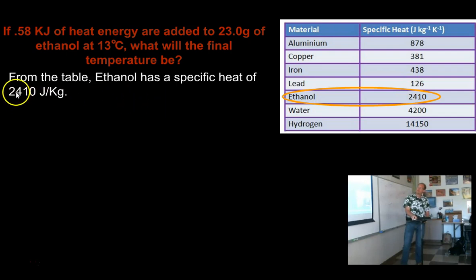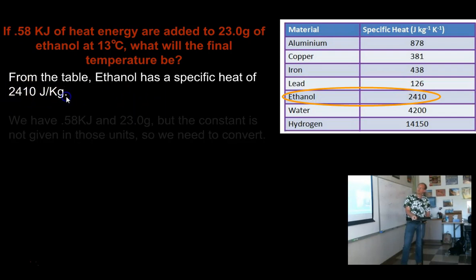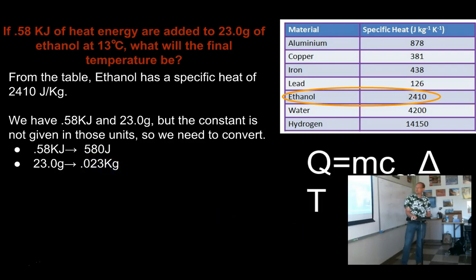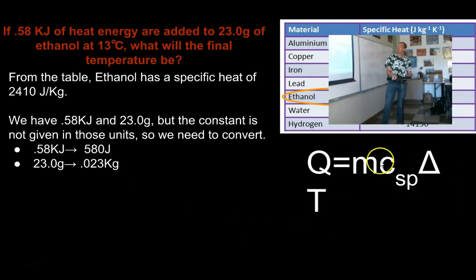Ethanol has a specific heat of 2410 joules per kilogram. We have 0.58 kilojoules and 23 grams, but the constant is not given in those units. We need to do a little conversion. So 0.58 kilojoules is 580 joules. 23 grams is 0.023 kilograms. Okay. Now I can use my formula, and I've got my table out of the way.